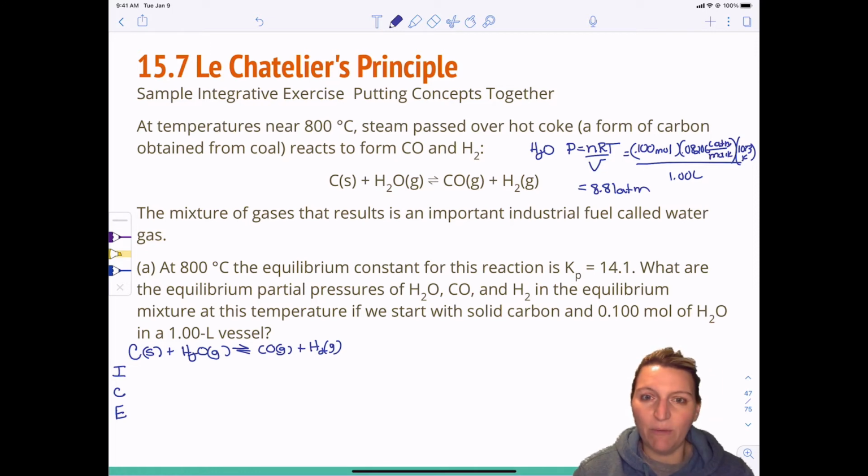And it wants to know what's the equilibrium partial pressure of the other gases. And it gives us saying that we're starting with solid carbon, it's not going to be involved in the equilibrium because it is a solid, and 0.1 moles of water in a 1 liter vessel.